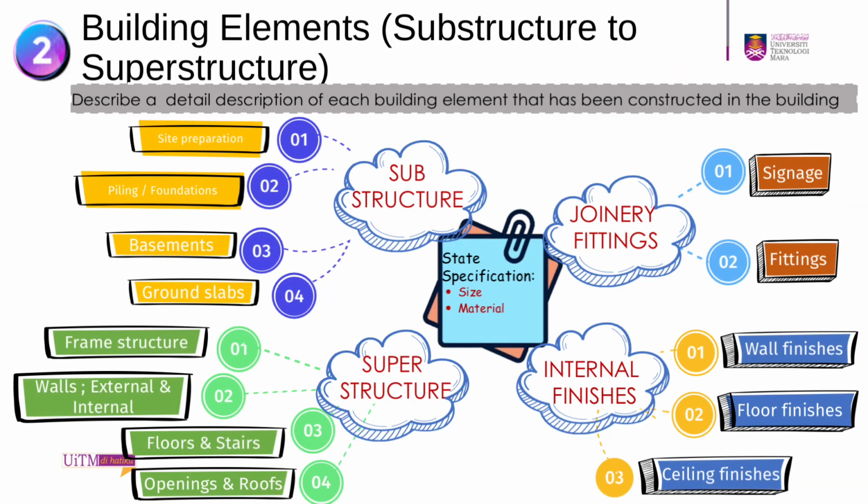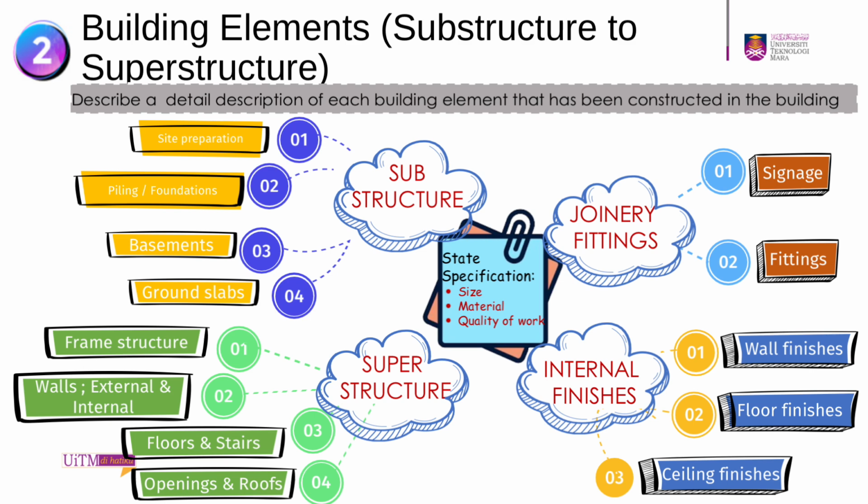Building elements, substructure to superstructure. Describe a detailed description of each building element that has been constructed in the building. State specification, size, material, quality of work. Substructure: 1. Site preparation. 2. Piling, foundation. 3. Basements. 4. Ground slabs. Superstructure: 1. Frame structure.